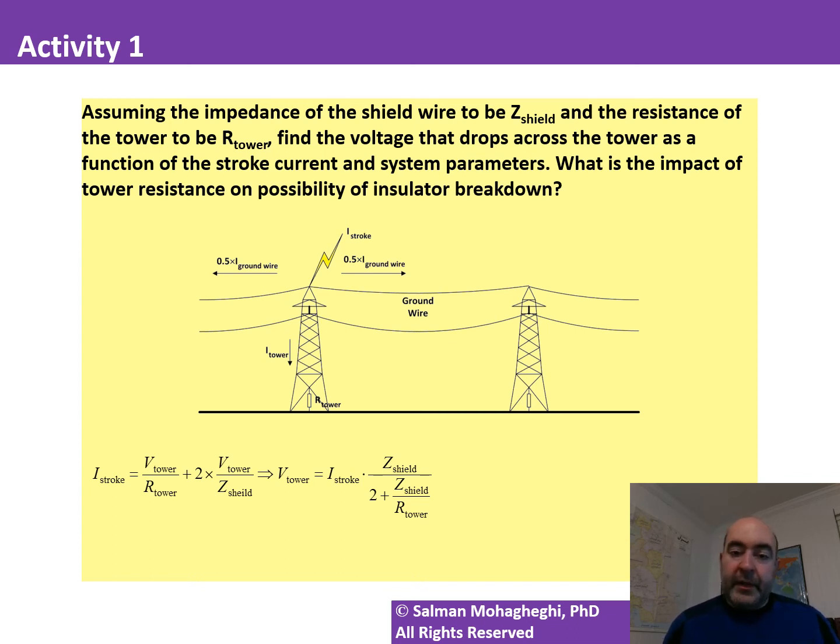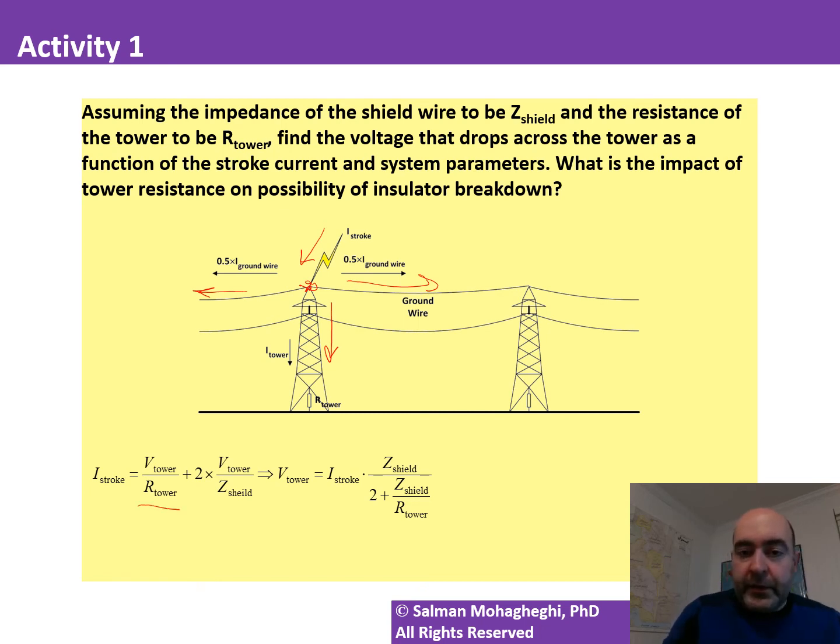All right, assuming that you wrote the KCL at this point, you probably got to something like this. Your incoming current, which is I of stroke, will be one portion that will go here, another portion that will go here, another portion that will go here. The current that will go through the tower, if I call the voltage drop along the tower to be V of tower, that current will be V of tower divided by R of tower.